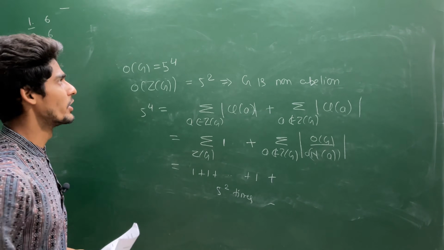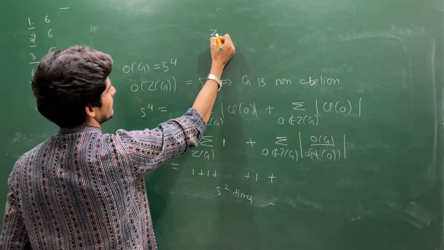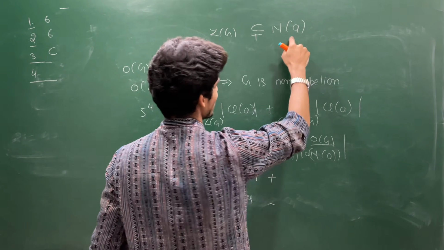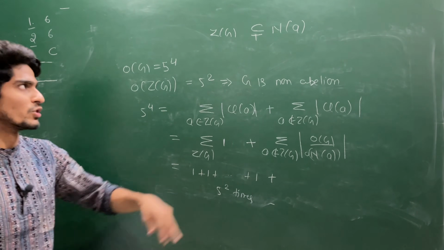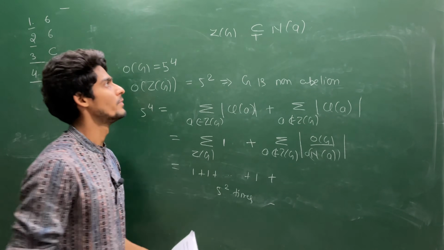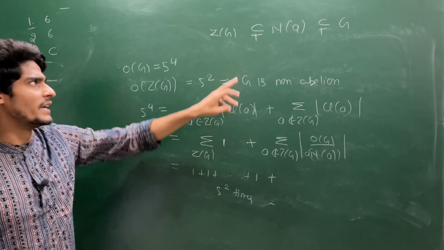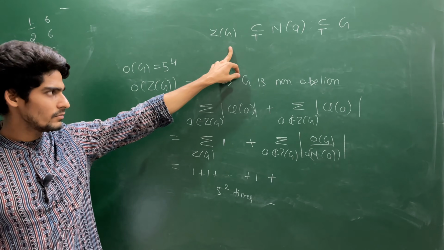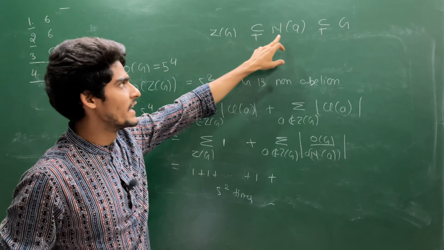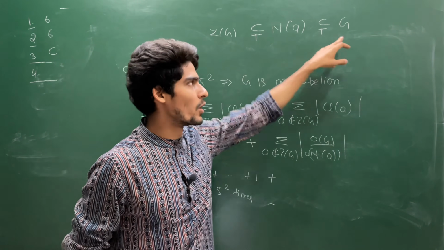So for this you can use this relation. We know that this group is non-abelian, so we know that center is properly contained in normalizer of A, where A is a non-identity element, because if you choose A to be the identity element, then normalizer of E will be the whole group. So this is a relation that you can prove easily. If the group is non-abelian, then center is properly contained in normalizer, where A is a non-identity element, and normalizer is properly contained in G.